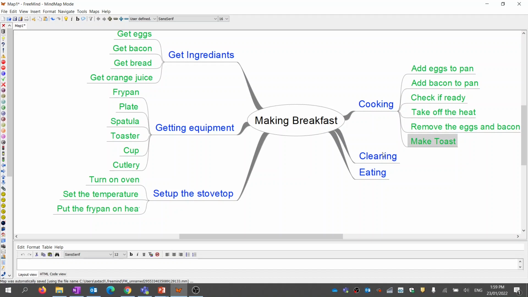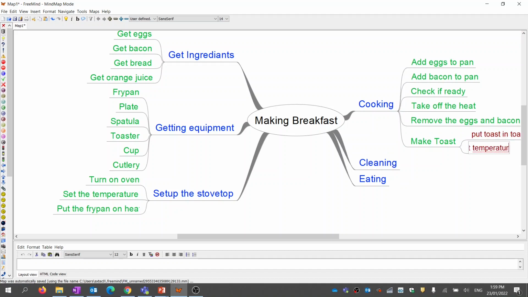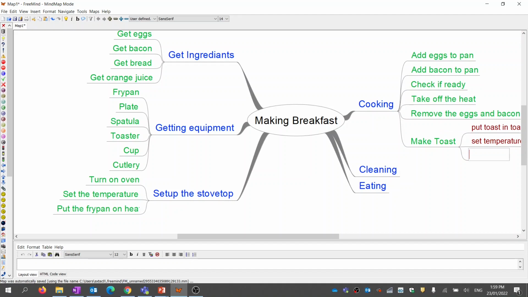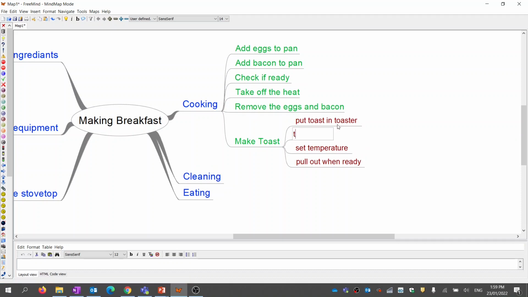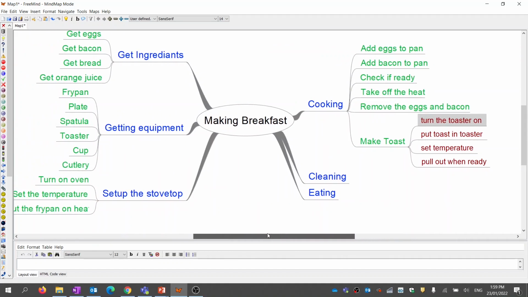Now making toast by itself could be a whole heap of other steps. I mean, that could be put toast in toaster, set temperature, the timer, pull out when ready. What else? Oh, I probably want to turn the toaster on. Those things are important.